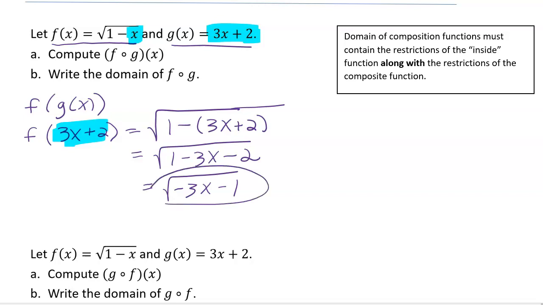This is the answer for the composition. So that's the answer to part A. Part B is where we find our domain of f of g. Over here in this chart, they're explaining how to do the domain, right?